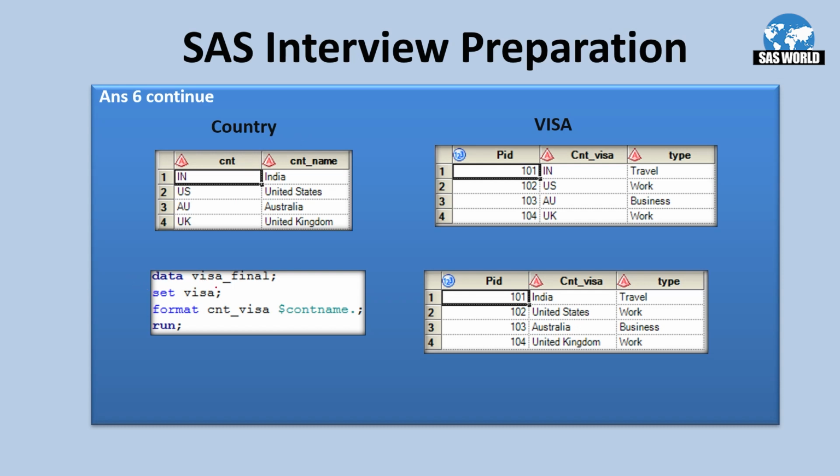So we are creating the visa final dataset using visa, and we are applying the format on this variable CNT visa. And what format are we applying? Countname, and run. So when we run this, it will create this dataset. So now IN is replaced with India, US is replaced with United States, and AU is replaced with Australia.